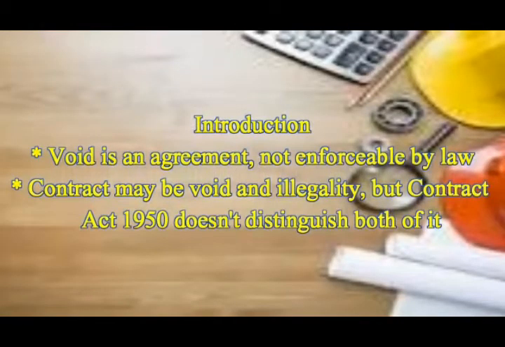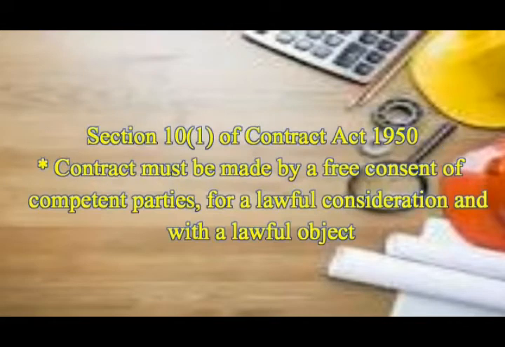As an introduction, void is an agreement not enforceable by law. A contract may also be void for illegality, but the Contract Act 1950 does not distinguish between the two, that is, void and illegality. In Section 10(1) of the Contract Act 1950, the contract must be made by the free consent of competent parties for a lawful consideration and with a lawful object.